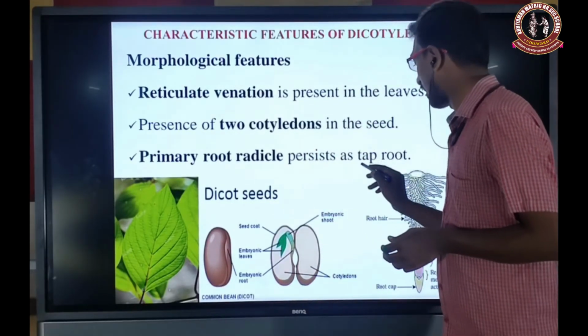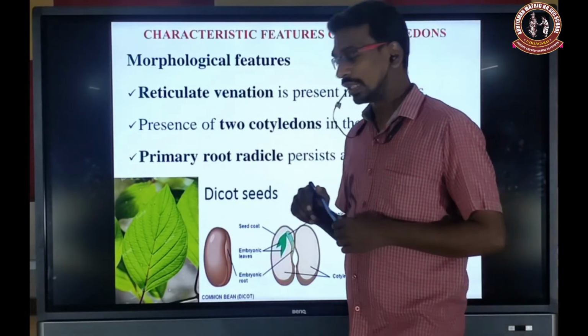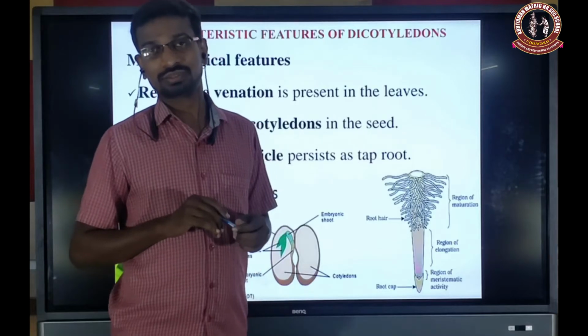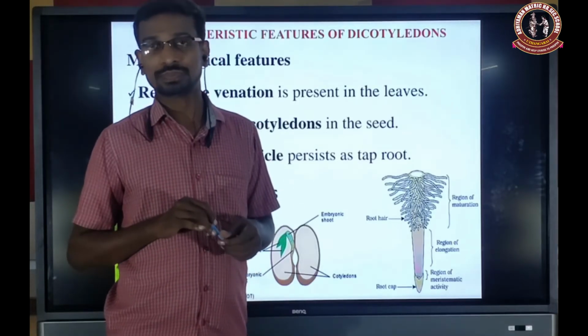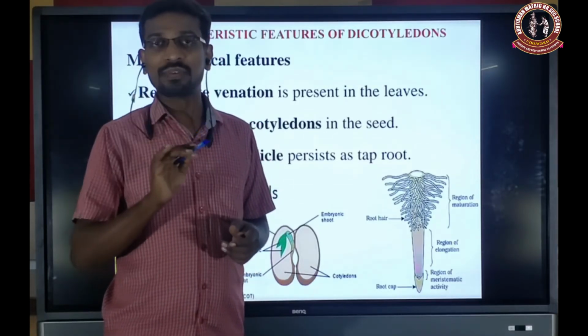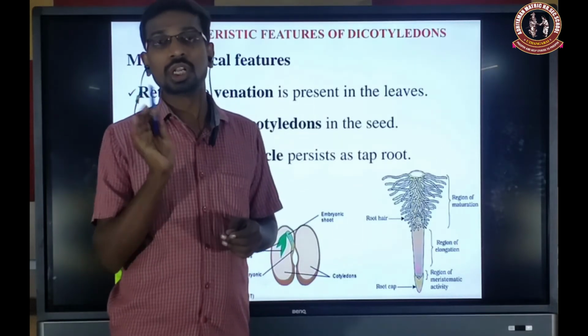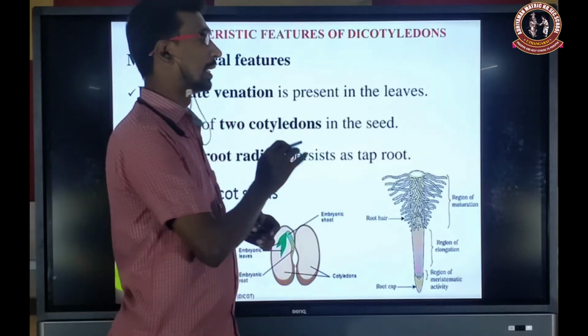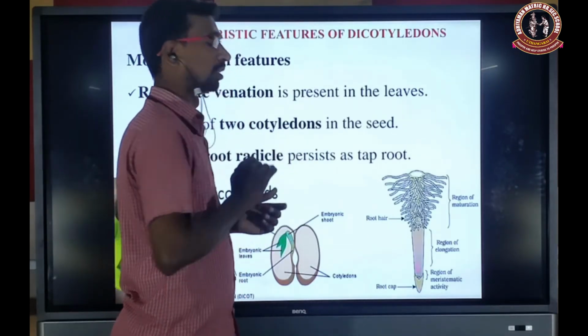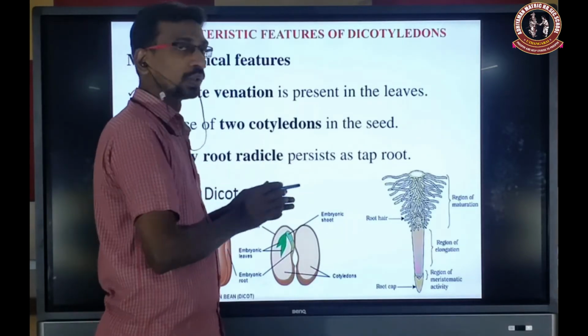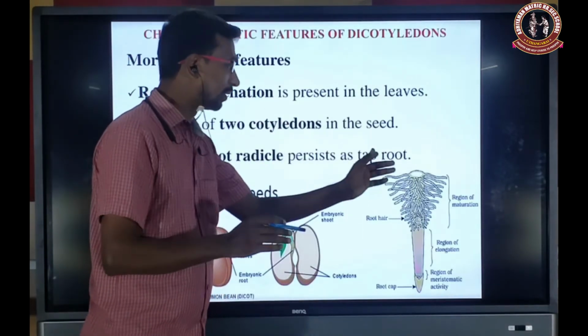And the root is a taproot. It's a primary root. It is formed from the radicle. That is an important feature. It is prominent throughout the life of the dicot plant. The radicle forms the primary root, and it persists to form the taproot.